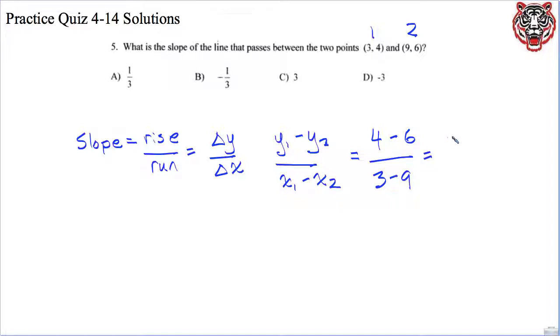When I simplify this, I get -2 all over -6. A negative divided by a negative is a positive. That is a positive 1/3. The correct answer is A.